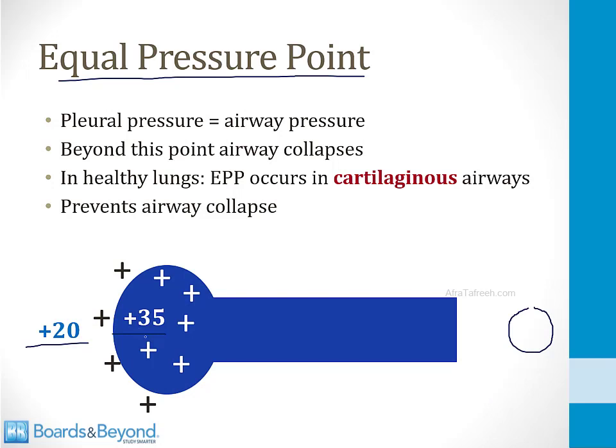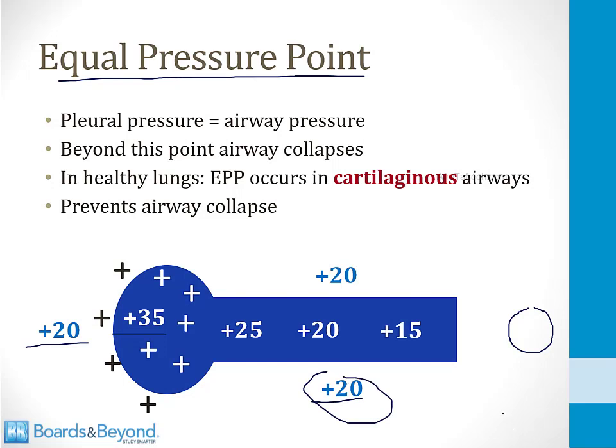Now the pressure does not go from 35 to 0 all in one step. The pressure slowly drops as you get from deep within the lungs inside the alveoli all the way out to the atmosphere. So the pressure might drop, for example, to 25 at some point, and then at some point to 20. This point, 20, is called the equal pressure point because now the pressure inside the lungs is equal to the pleural pressure. Once you go beyond the equal pressure point, the pressure inside the respiratory system is lower than the pleural pressure, and this is where the lungs would collapse, but that doesn't happen.